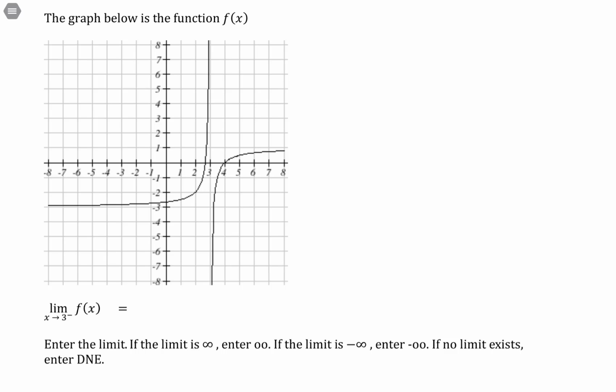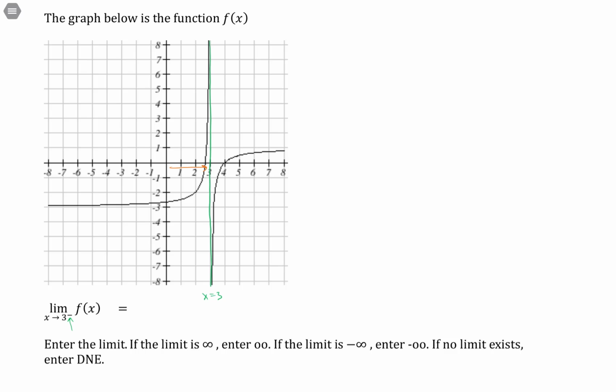The graph below is the function f of x. Find the limit as x approaches 3 from the left-hand side. So make sure you understand the notation. This negative that's superscripted onto the 3 tells me that I'm approaching x equals 3, and I'll just put in a line here to indicate where that x equals 3 is, because x equals 3 really is the graph of a line.